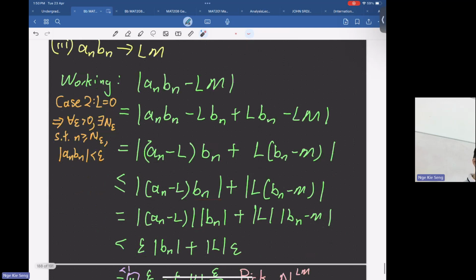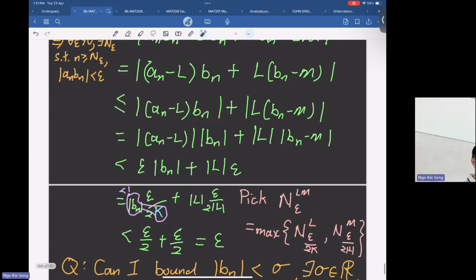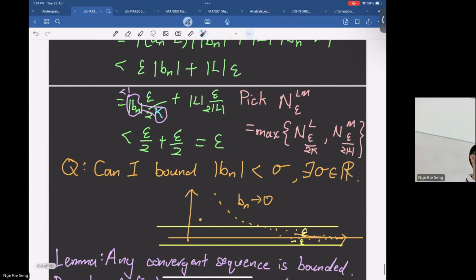Okay, so if L is 0, right, this term disappears. So you don't need to really care about the rate of convergence of Bn. But the convergence of Bn still helps you to bound the Bn terms. Still need the bound. Does it make sense? Any questions?